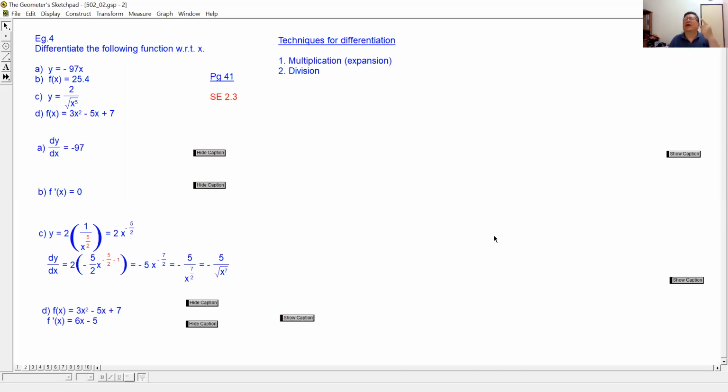For 3x squared: 3, then the 2 brought in front, then the 2 less by 1. So 3 and 2 become 6, x less by 1 becomes x. Okay, so it's 6x. The next one, negative 5x becomes negative 5. This one you have to respond immediately. Differentiate 7, 0. So this is your answer, 6x minus 5.